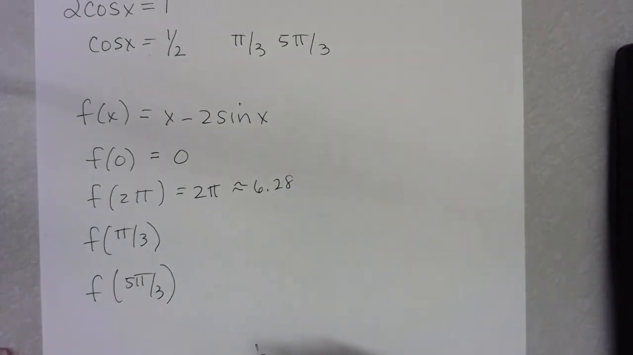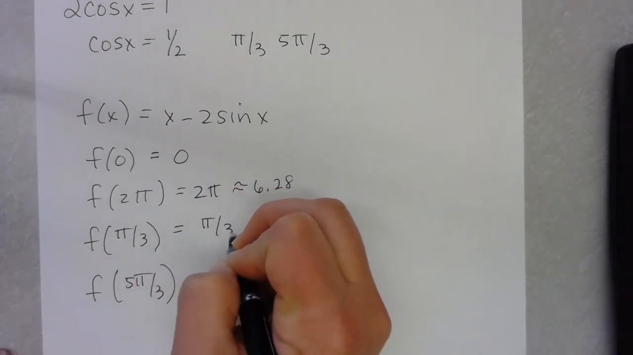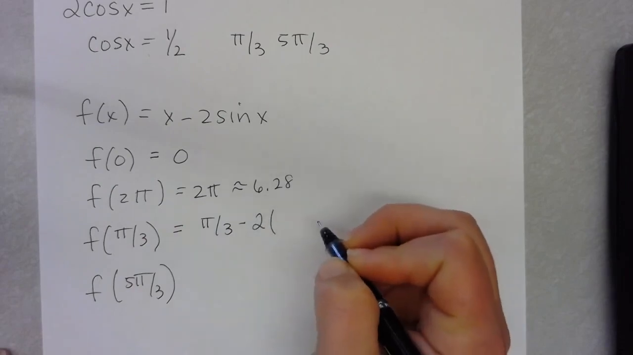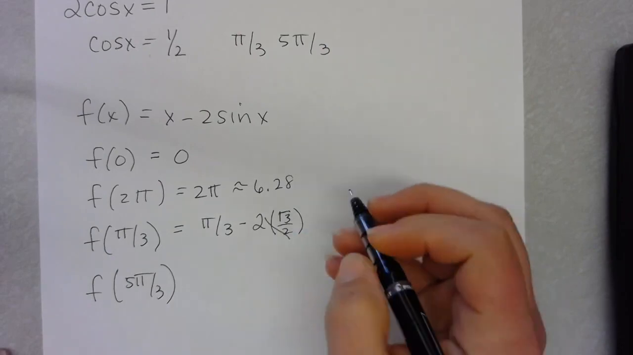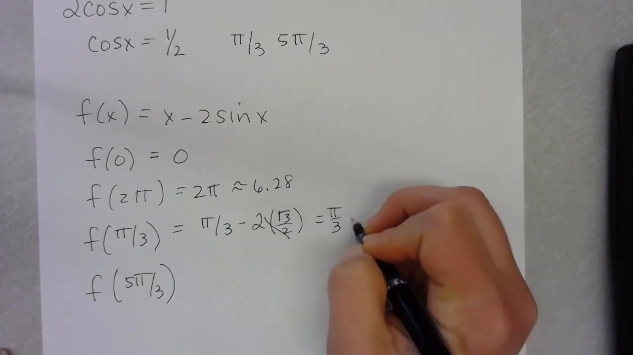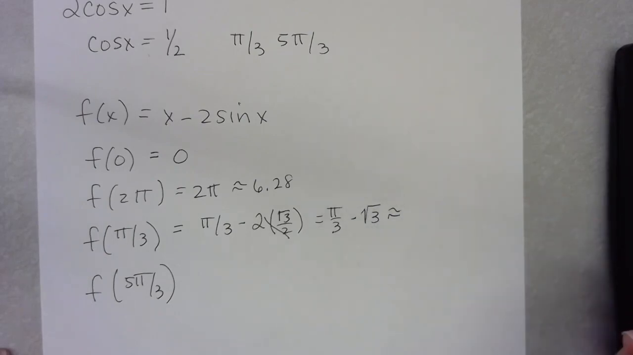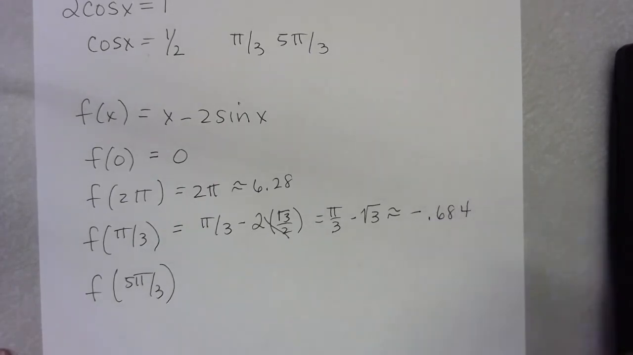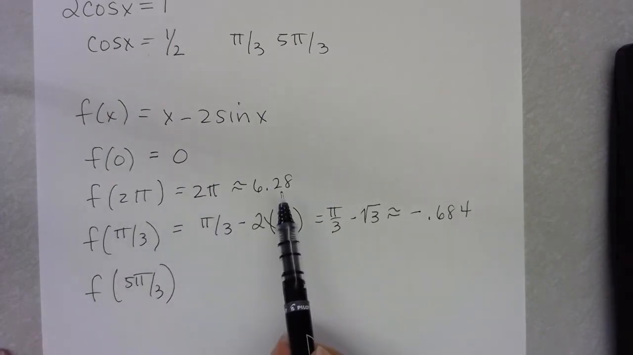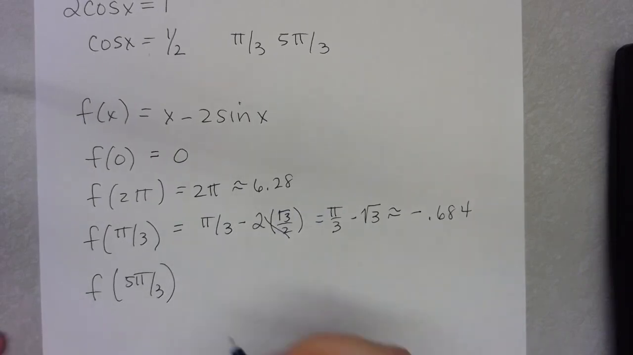All right. Let's try pi over 3. So pi over 3 would be pi over 3 minus 2 times the sine of pi over 3, which is square root of 3 over 2. So here my 2's will cancel, leaving me with pi over 3 minus the square root of 3, which my calculator tells me is approximately negative 0.684. We do need to approximate these so we know which one's bigger and which one's the smallest. So right now, 2 pi is in the running for biggest, and pi over 3 is in the running for smallest. So we still have 5 pi over 3 to try.